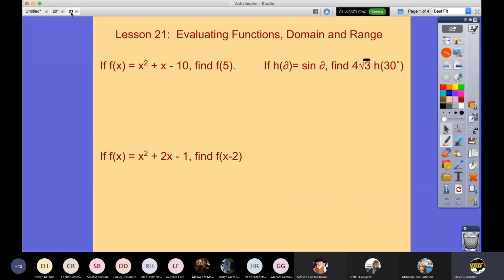All right, lesson 21. We are evaluating functions, and we're also going to find the domain and range of certain functions. On this first page, we have 3 problems. If f of x equals x squared plus x minus 10, we need to find f of 5.